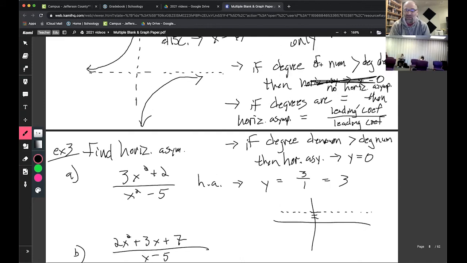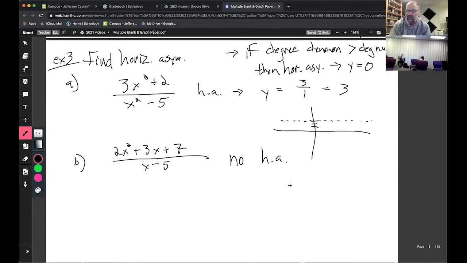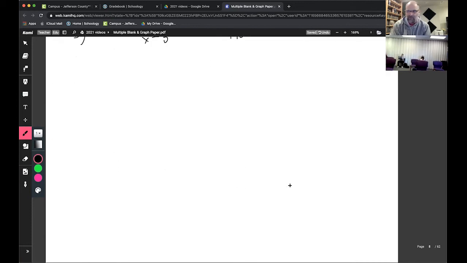So, let's see, that's this first scenario. If the degree of the numerator is bigger than the degree of the denominator, then there's no horizontal asymptote. Okay, so we just say no HA. Boom.